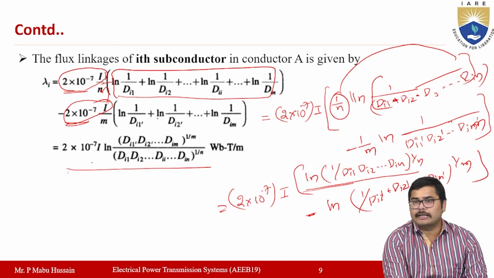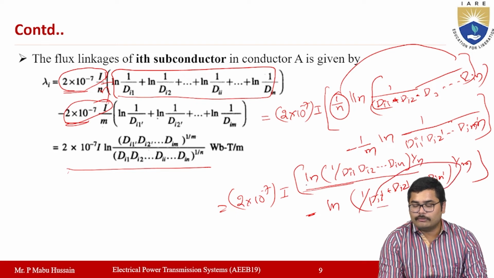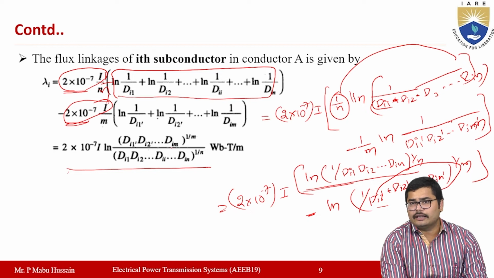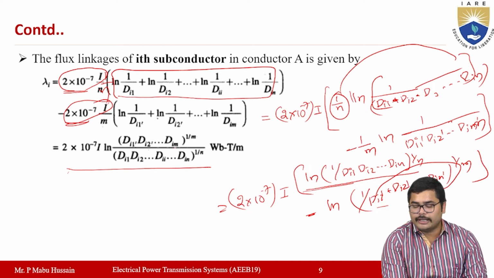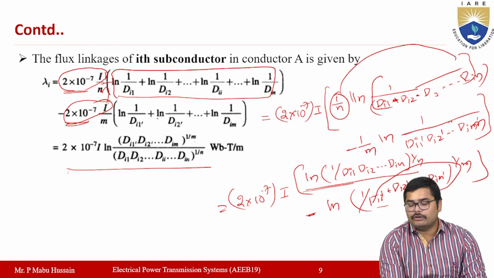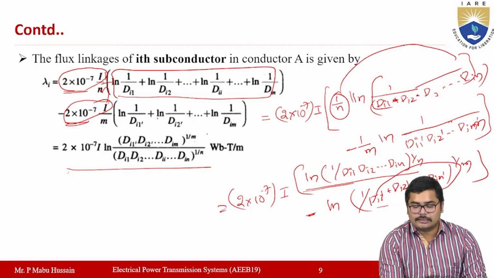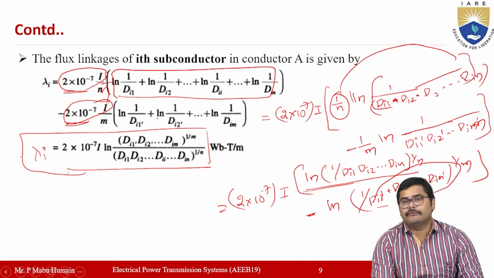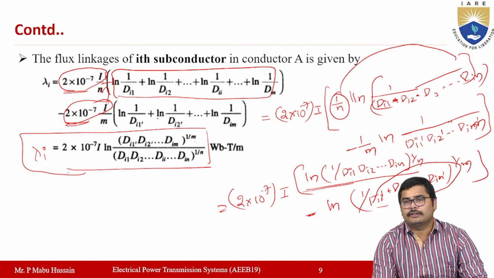So the final expression you will get is 2 into 10 power minus 7 I into ln of this total term: di1 dash, di2 dash, di3 dash up to dim dash, whole to the power of 1 by m, divided by di1, di2 and so on dii and so on din, whole to the power of 1 by n. Okay, so this is the flux linkage of the ith subconductor in conductor A.